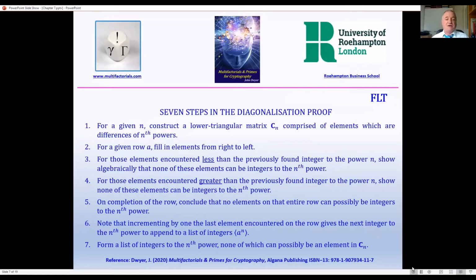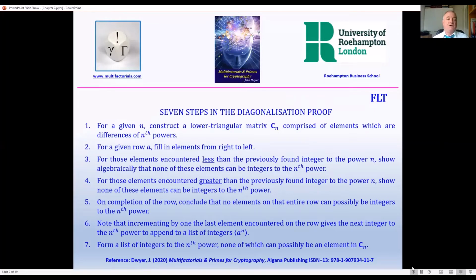7 steps to the matrix diagonalization proof. First of all, we construct, for a given n, a lower triangular matrix Cn, and all of the elements are differences of nth powers of numbers. For a given row a, we fill in the elements from right to left. Now it's important we go right to left. The size of the elements increases all the way to the end of the row.